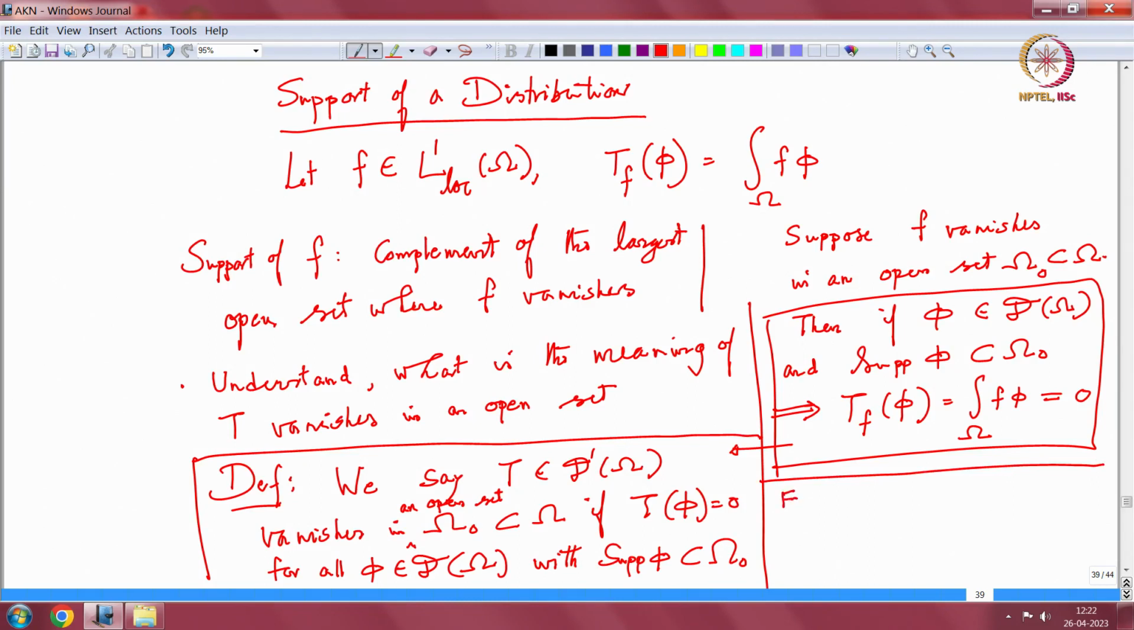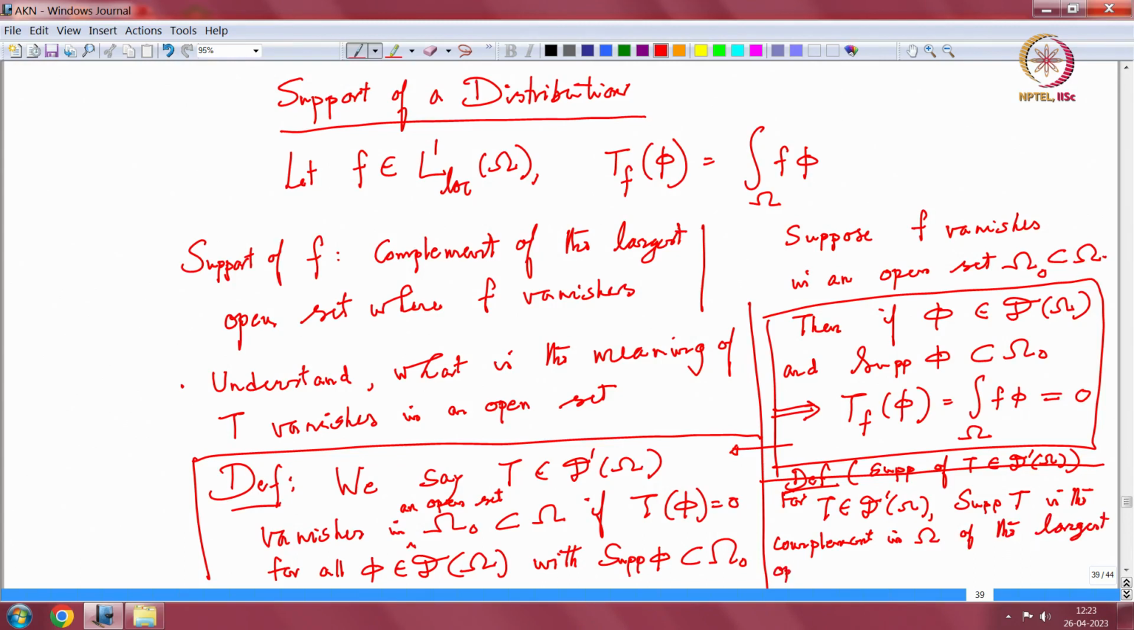So, for T, another definition for the support of T. For T in D prime of omega, the support of T, which we denote by support T, is the complement in omega of the largest open set where T vanishes.